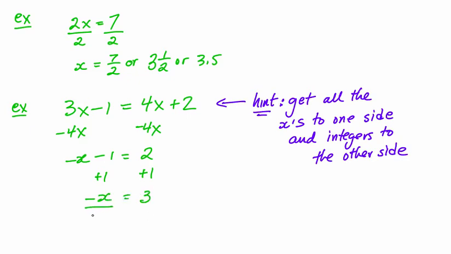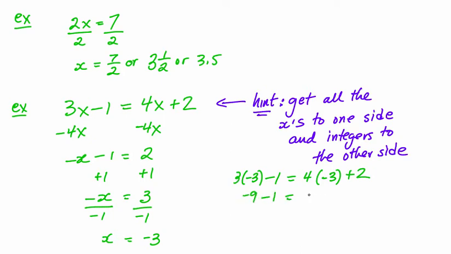And then I can divide both sides by negative 1. And x is equal to negative 3. And I can go ahead and do my check. 3 times negative 3 minus 1, is that the same as 4 times negative 3 plus 2? 3 times negative 3 is negative 9 minus 1. That's negative 10. And on this side I get negative 12 plus 2, which is negative 10, so I know I've done this right. And this is a great thing for this unit. If you do these little checks on the side, then you'll basically know whether or not you have every single question right in this unit.